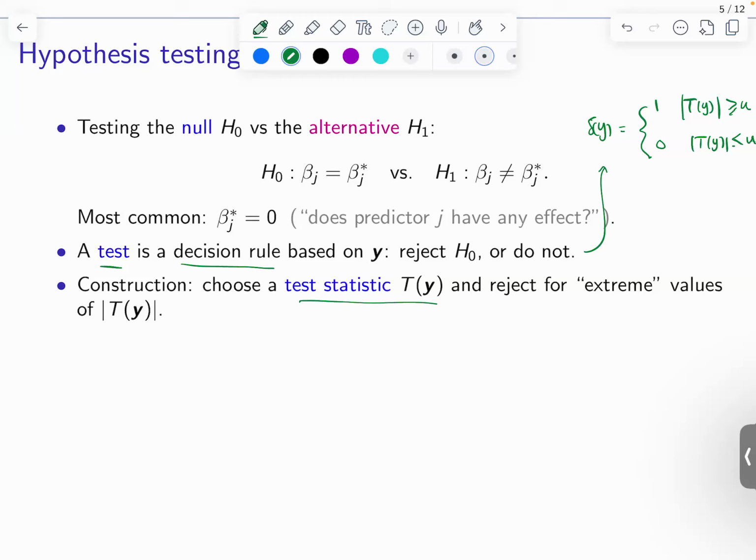And then you reject, for example, based on the extreme values of it. If the absolute value is bigger than the threshold, then we decide for the alternative. If it's less than that threshold, we decide for the null. So this binary decision is your decision rule, and sometimes we write it as an indicator. So delta y is really the indicator that the absolute value of T of y is bigger than u. If it is bigger than u, then it's 1, otherwise it's 0.